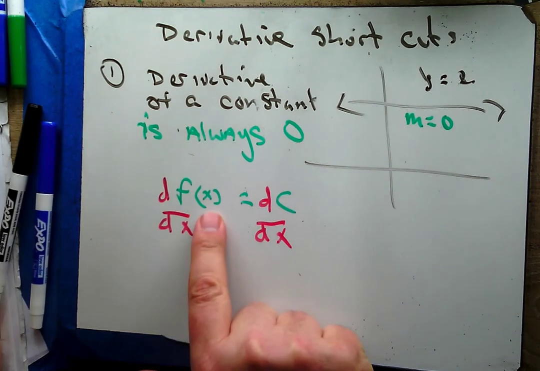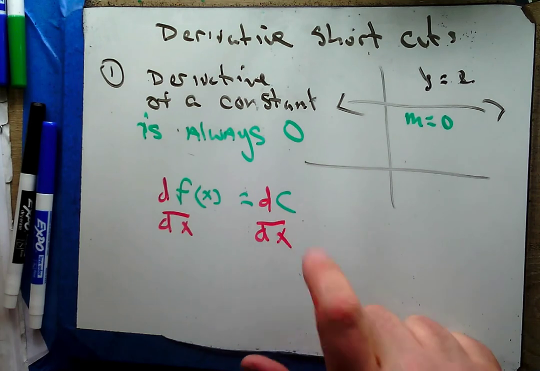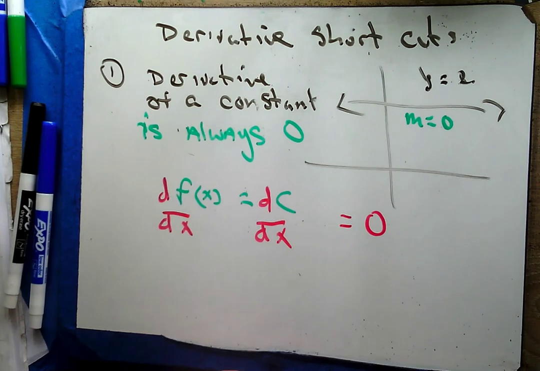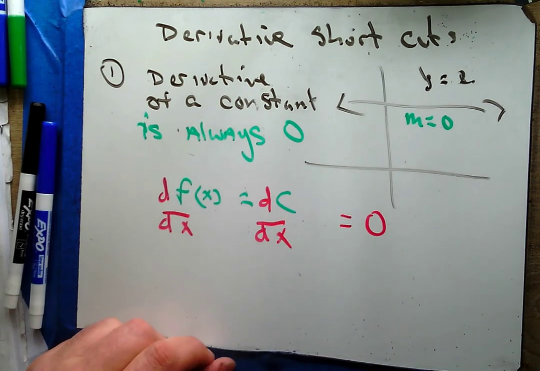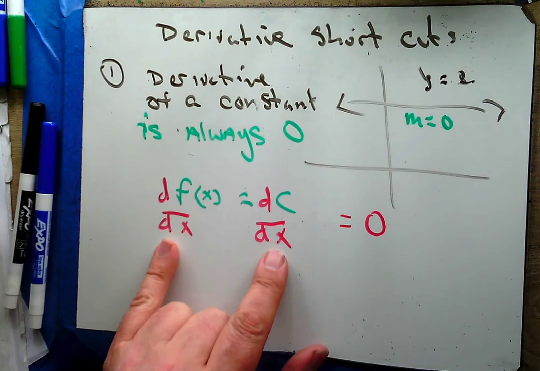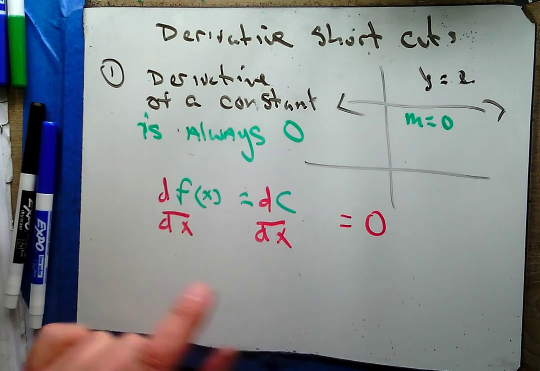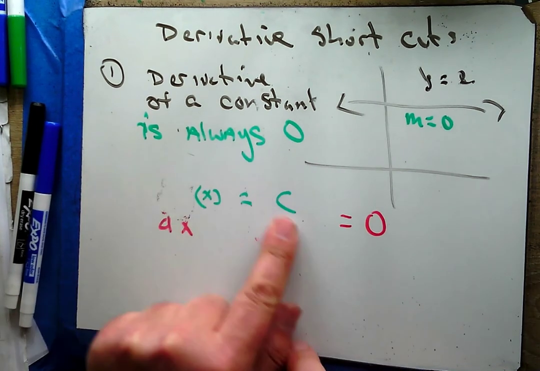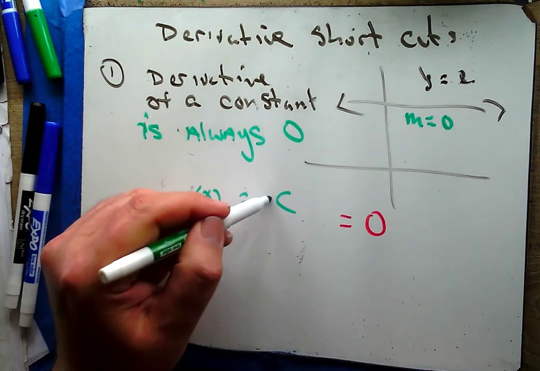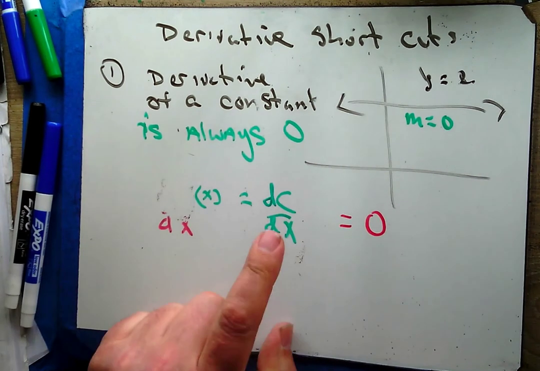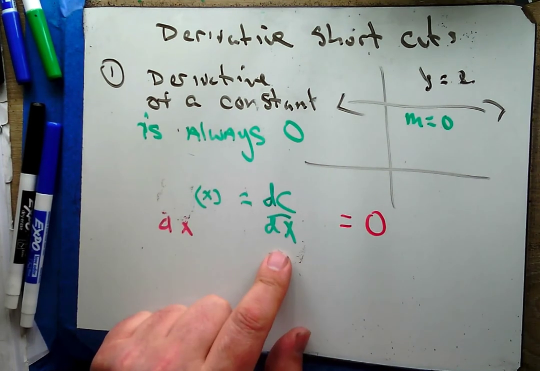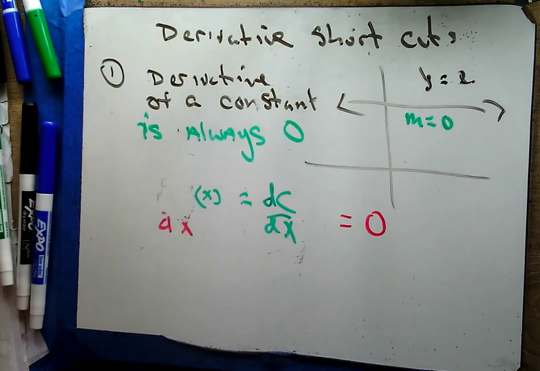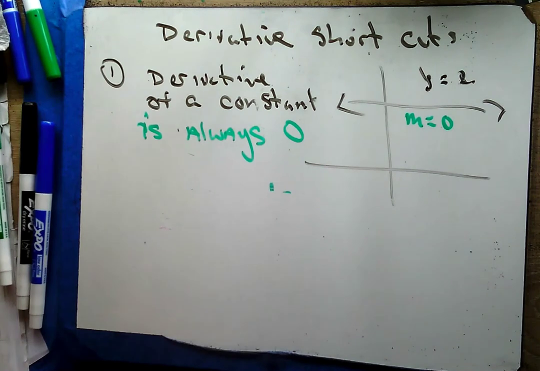The derivative of this constant is 0. Excellent. Remember, this red form is the imperative verb form. I'm taking the derivative, as opposed to writing dc/dx, which is the name of the object. The name of the object is the derivative of c with respect to x. Okay, so that's our first shortcut.